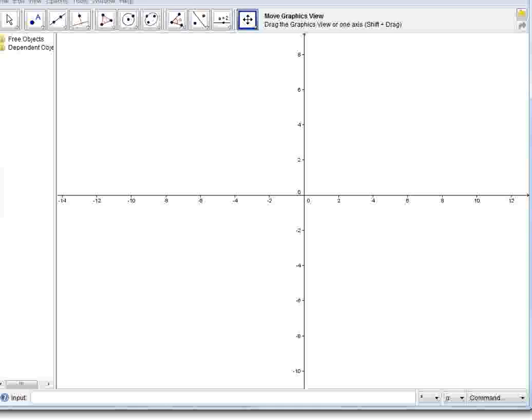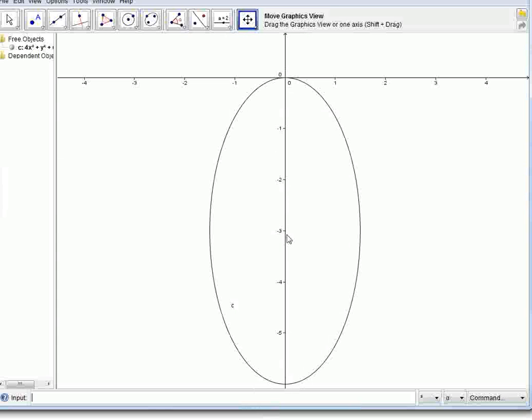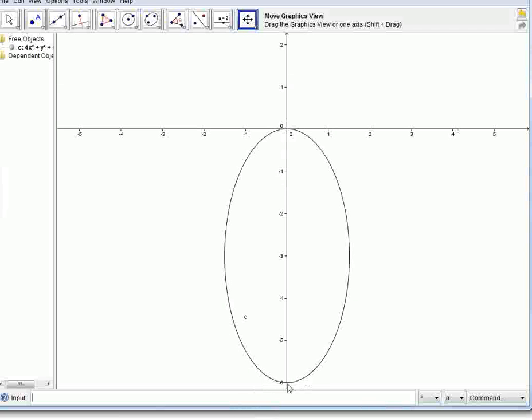We can also check this on GeoGebra just by keying in the expression that we want. So the expression that we started with was y plus 3 squared is equal to 9 minus 4 times x to the power of 2. We push enter and you can see that's exactly what we've got. We've got an ellipse centered on 0, negative 3 with intercepts 0, 0 and 0, negative 6 and a horizontal radius of 1.5 units as we predicted.